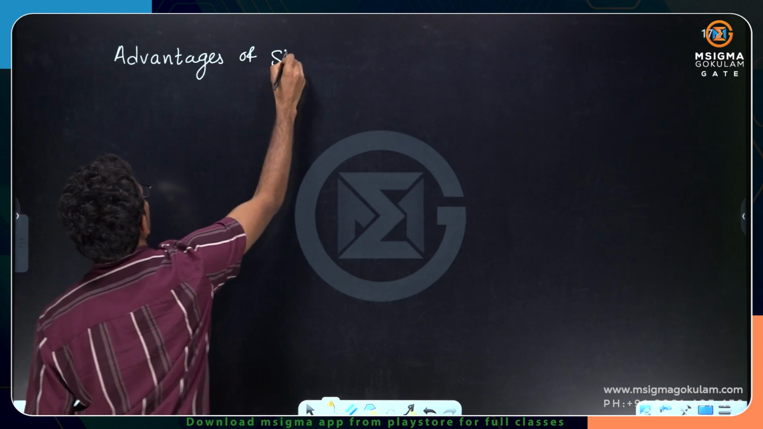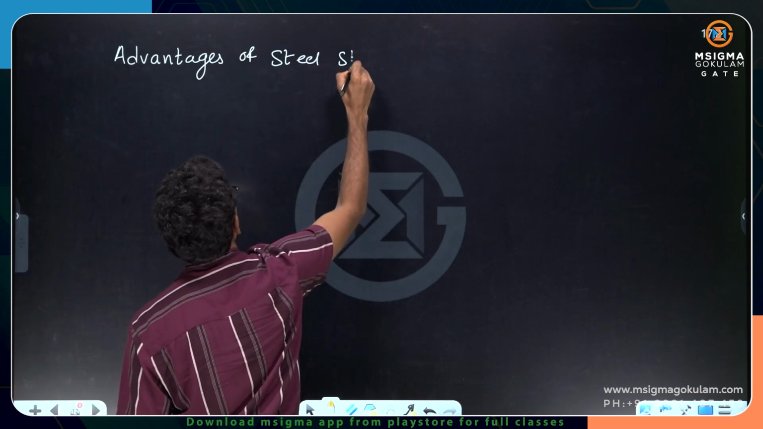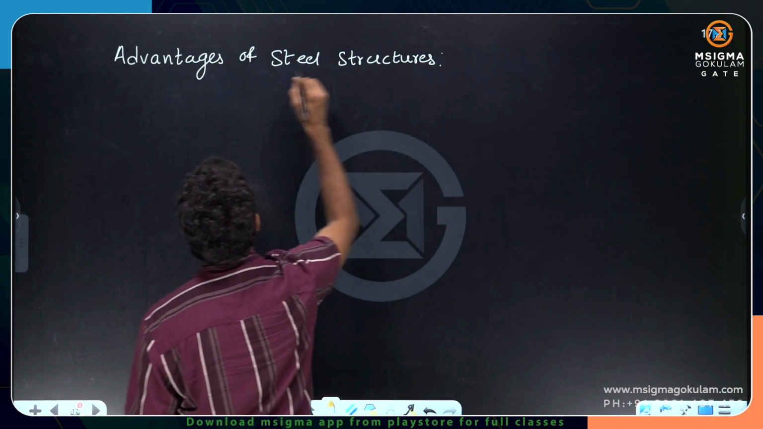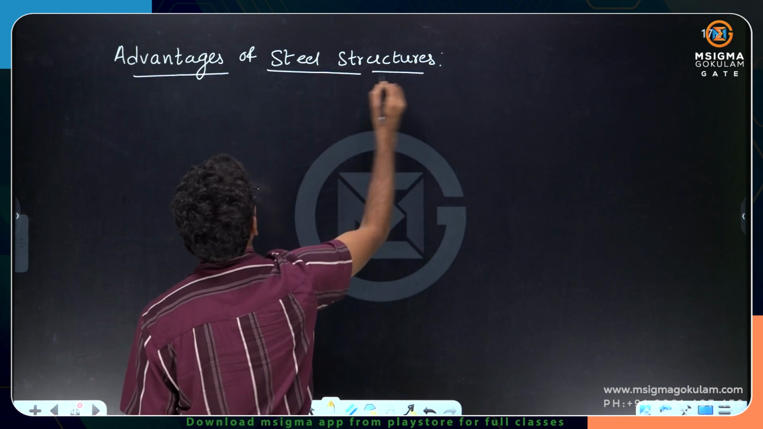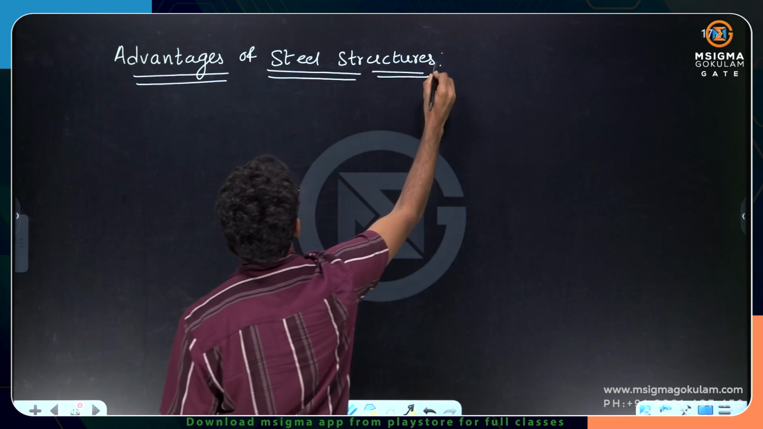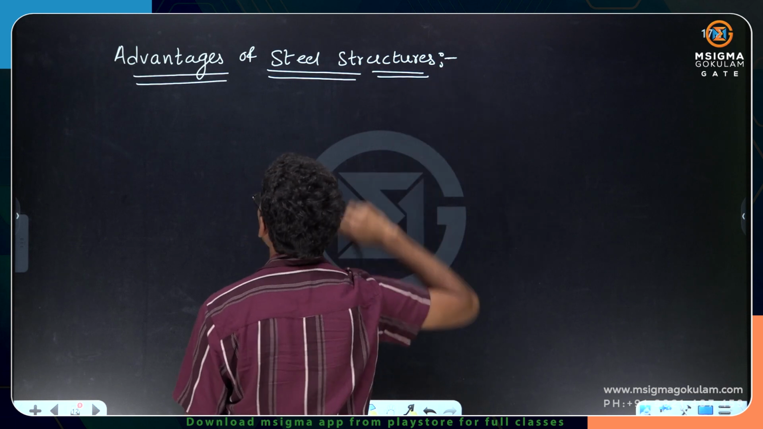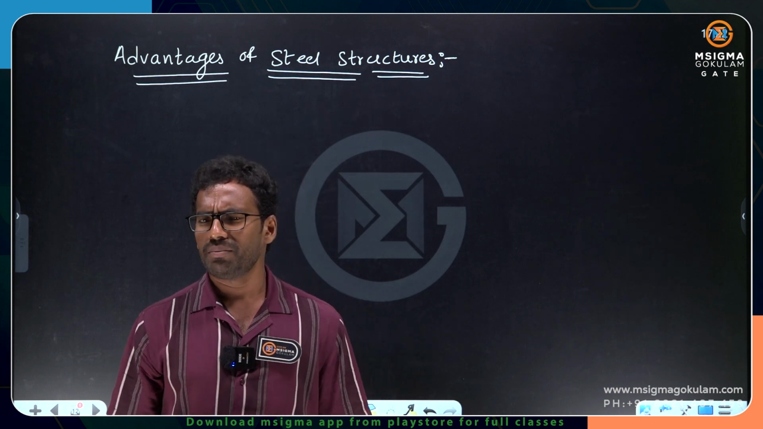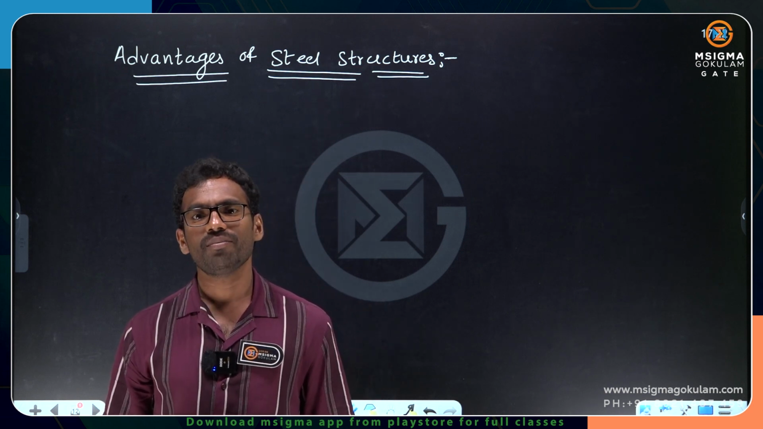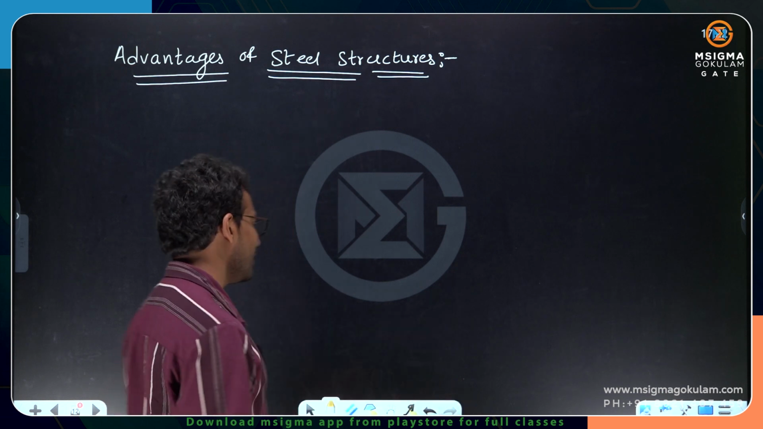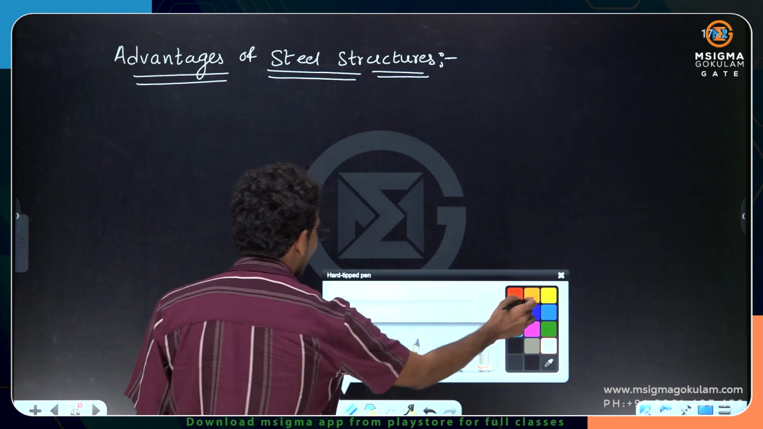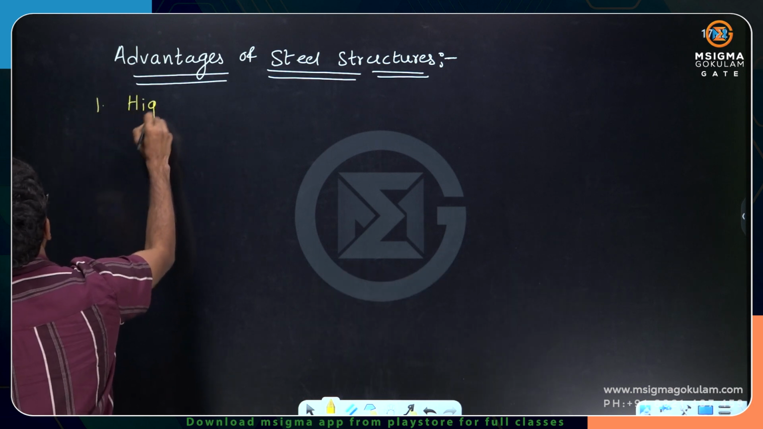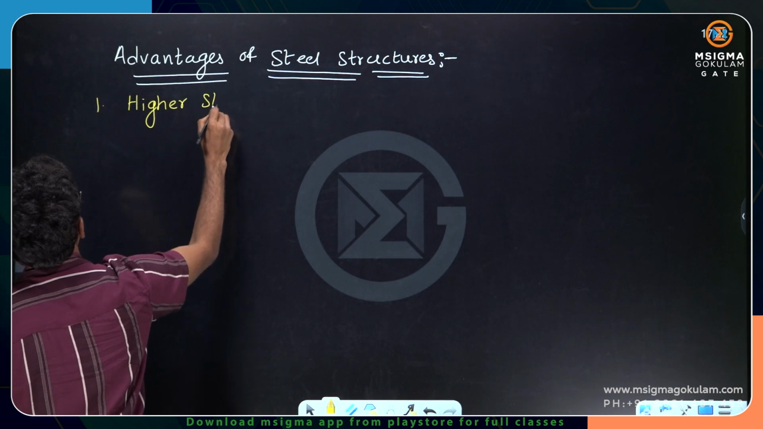So, advantages of steel structures over reinforced cement concrete. Let us see them one by one. So, what are the advantages of steel structures? Very simple. Steel is a high strength material. Basically, steel has higher strength. It's a very, very important point which you have to understand. Steel has higher strength. Very important.